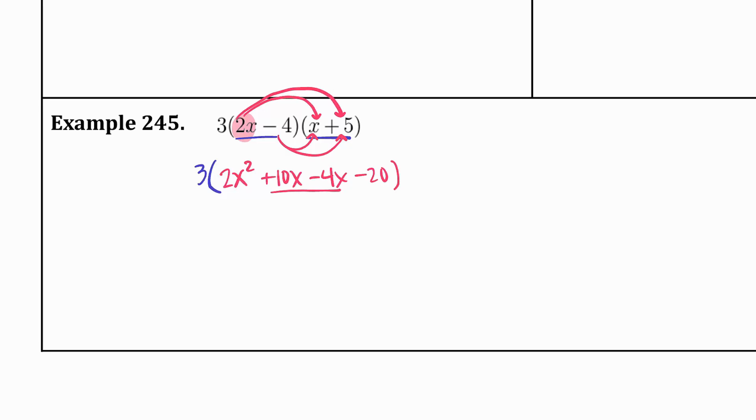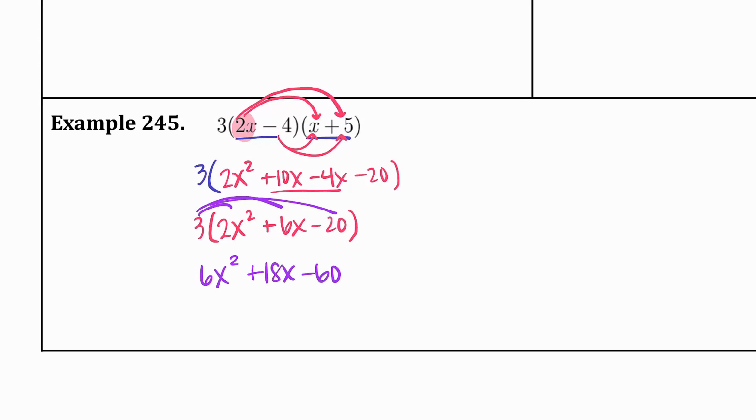Okay, I'm going to combine my like terms. I'm going to keep that 3 there. 2x squared plus 6x minus 20. And then I'm just going to take that 3 and distribute it to everything. So we end up with 6x squared plus 18x minus 60.